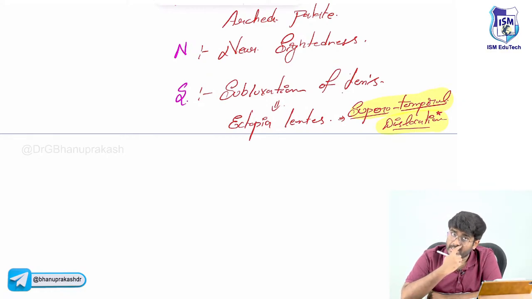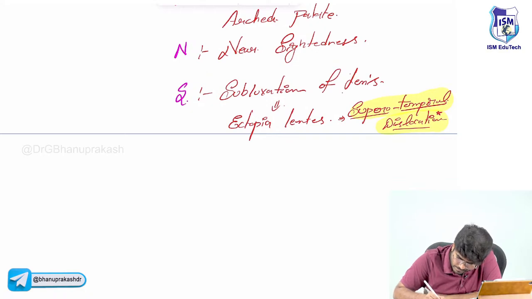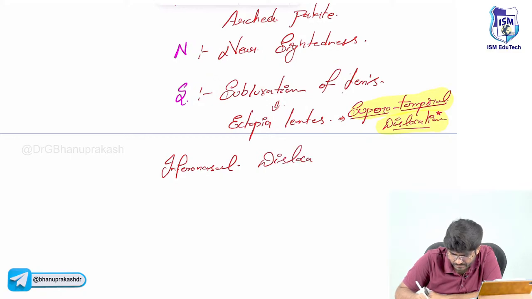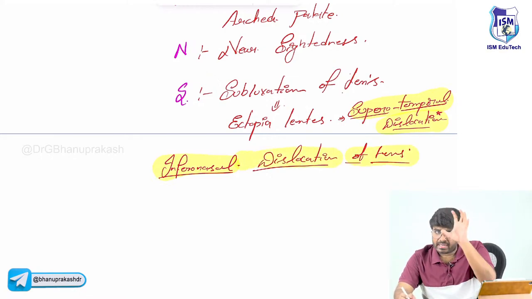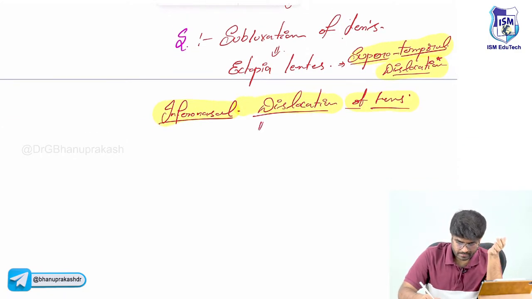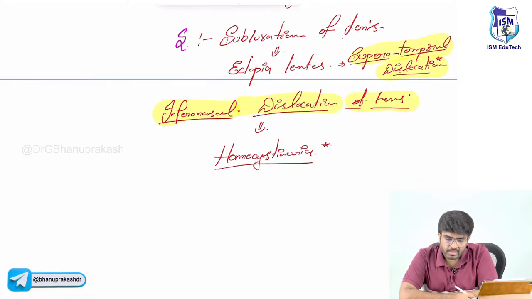But if they ask you about inferonasal dislocation of the lens, can anyone answer in which condition there is inferonasal dislocation? The lens is again dislocated, but it is towards the inferior side. Inferior and nasal. Inferonasal dislocation. It is seen in, any idea? Homocystinuria. Okay, homocystinuria, sir. So that's for the S, subluxation of the lens, which will cause ectopia lentis, superior temporal dislocation of the lens.